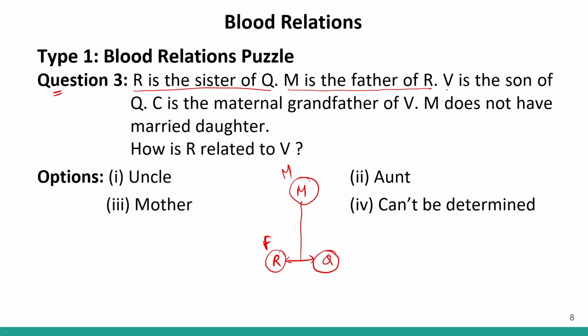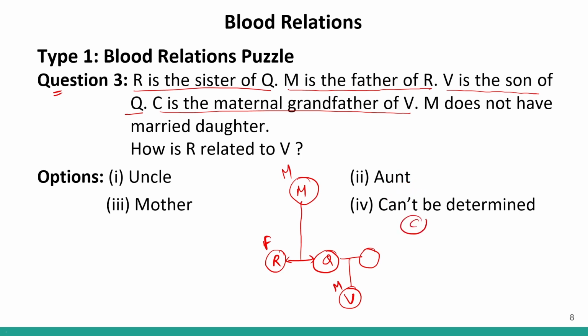Correct? V is the son of Q. So Q would have a partner, and they would have a son named V. So V will be male. But the gender of Q is unknown. C is the maternal grandfather of V. I can see a grandfather of V, which is M. But we have another grandfather also, which is C.